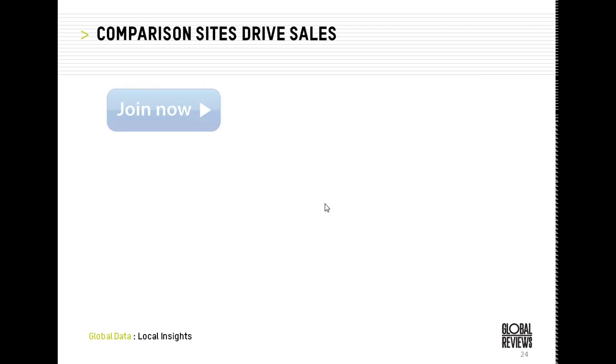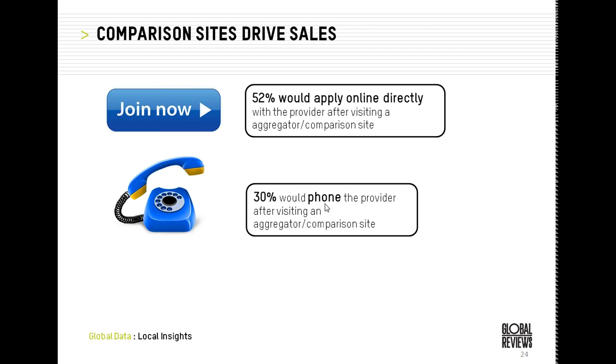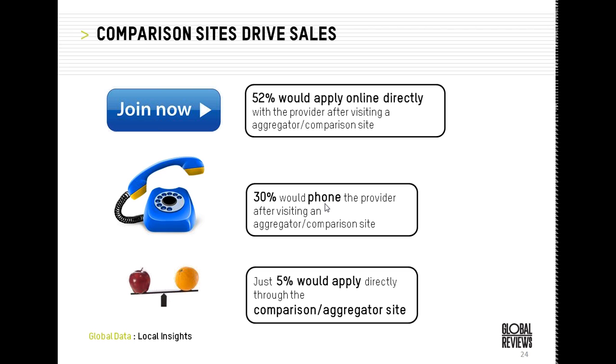We also asked those who visited a comparison site: if you found something you were happy with on that particular comparison site, what would you do? Over half of them said they would go to apply online directly with the provider site. About 30% said, yep, I'll do the same, but over the phone. And about 5% said they would apply directly through the comparison site if that's possible.